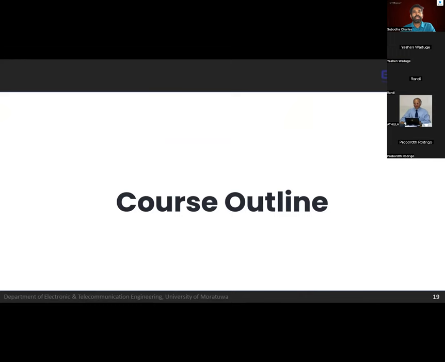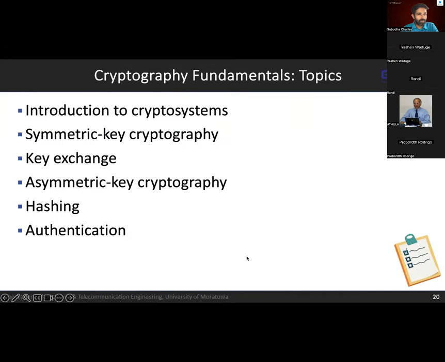The course outline. You might have guessed this, but this is the content that we are going to cover. This is on the web page as well. We'll start with the introduction. We look at symmetric, asymmetric, key exchange, hashing, and authentication. All this content will be delivered to you the way that we demonstrated right now, through questions, through interactive sessions. We'll provide you the resources, right? We'll also have some recorded lectures for you to get the theoretical understanding that you can watch anytime throughout the week, whenever you are free.